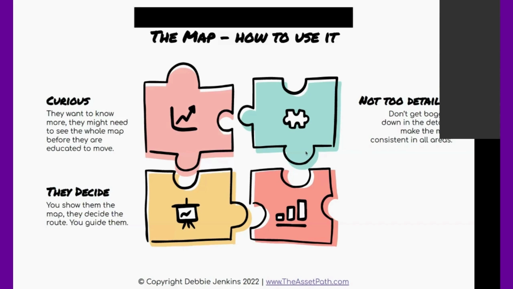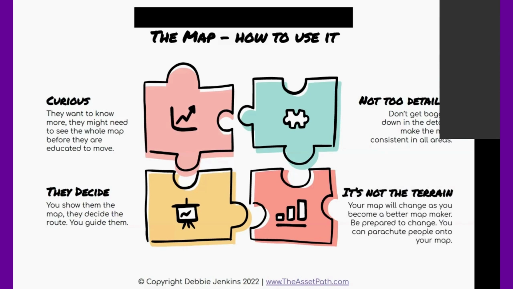You're the guide. You can say, well, that's not a good idea. You know, there's dragons over there, whatever it is on your map. I don't know what your map looks like. My map always has dragons on it. But you're the guide, and they get to decide the route. And the map is not the terrain. I know you will have heard this. The map is not the terrain.